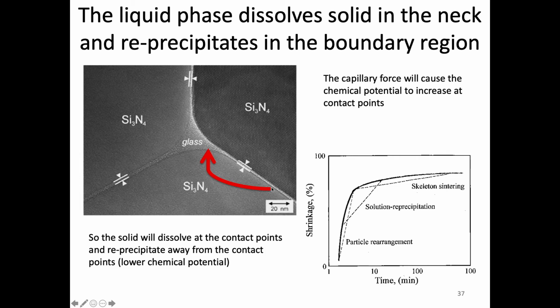And so it basically forms a liquid here. So it removes solid matter from here and moves it to where there's less of a chemical potential. And so that gives us that rearrangement and that densification that we're after. And it does it all in this liquid phase. And so that gives us this middle region where there's a slowdown in densification, but there's still increased densification happening due to this solution reprecipitation mechanism.